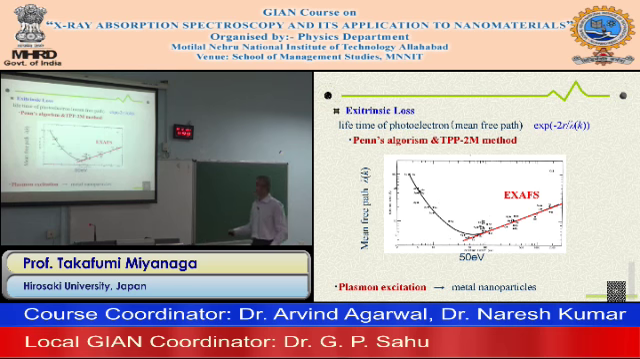In the case of nanomaterials, especially metal nanoparticles, the plasmon excitation is very effective. The plasmon we discussed yesterday is a special character of nanoparticles. So in the case of nanoparticles, the mean free path is affected by the plasmon excitations. We will discuss the applications later.